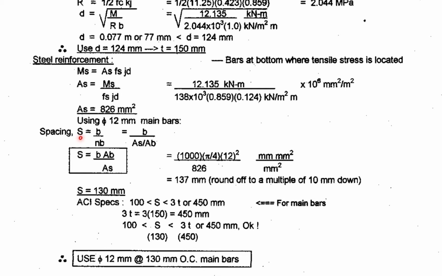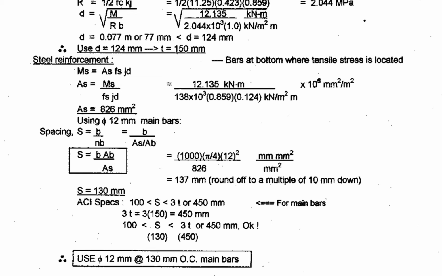So for the formula, you have S, or the spacing, is equivalent to the base divided by the number of bars, but the number of bars is equivalent to the area of steel divided by the area of 1 bar diameter. Okay, so you have now transfer to the top. You have the base multiplied by the area of 1 bar diameter divided by the area of steel. Therefore, you have the base or the width of 1 meter multiplied by the area of 1 bar using 12 mm divided by the area of steel.